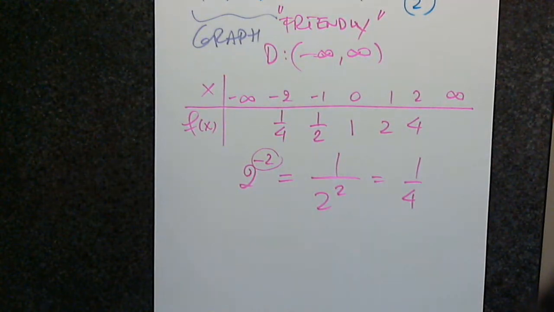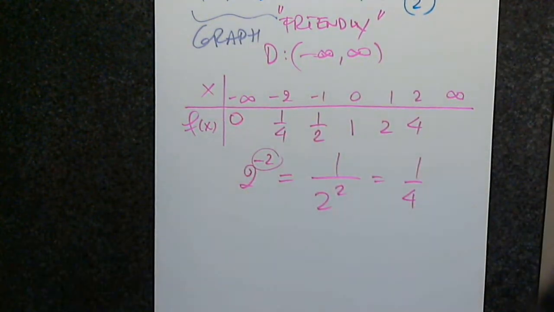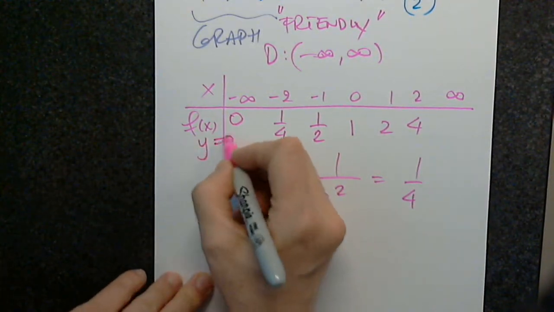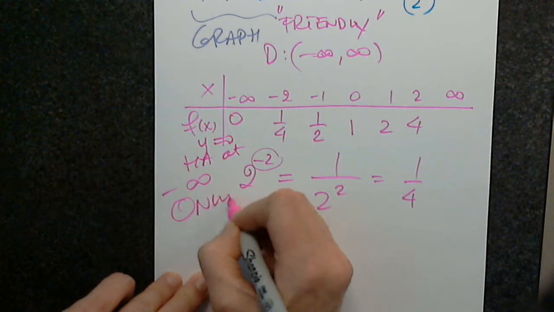Where am I going? It's not possible. Everything is possible. There is no negative here. So where am I going? Towards 0. Excellent. Exactly. Y equals 0, horizontal asymptote at negative infinity only.